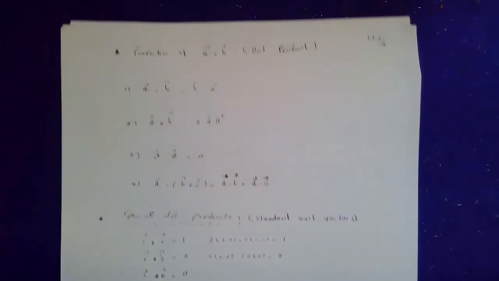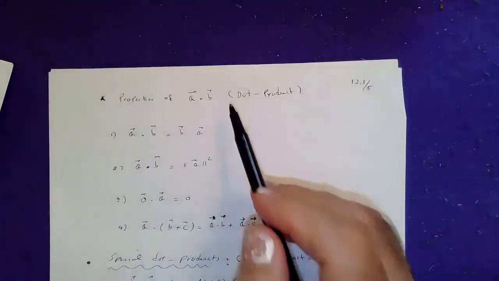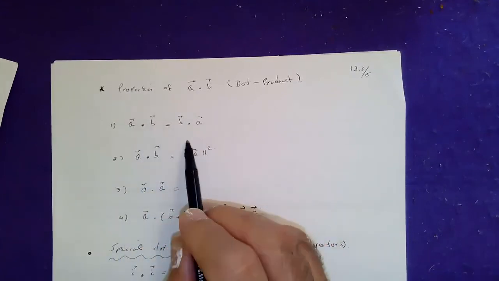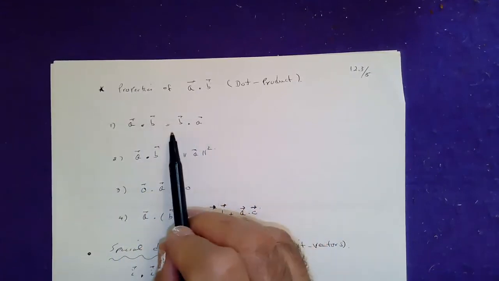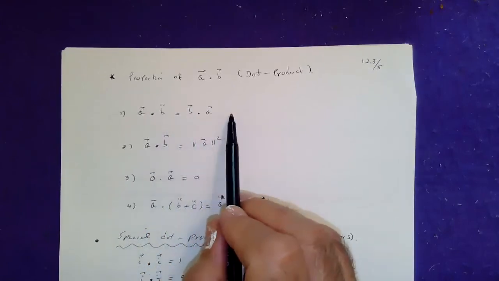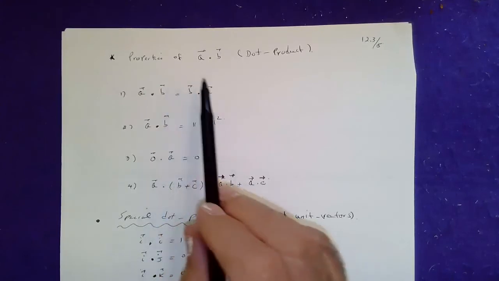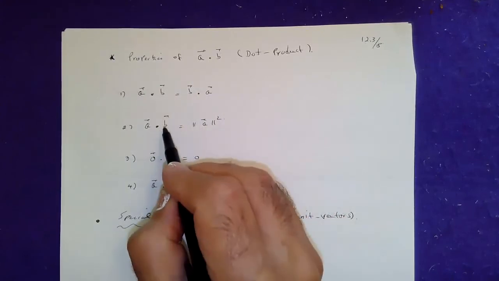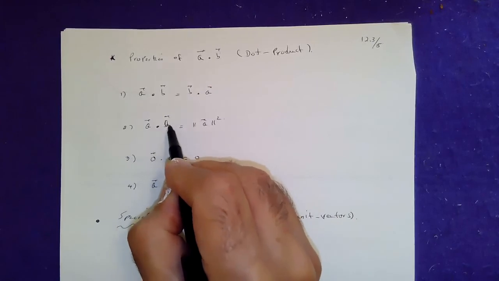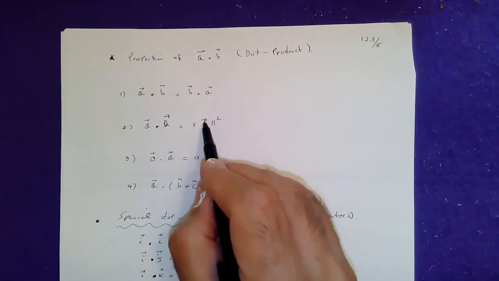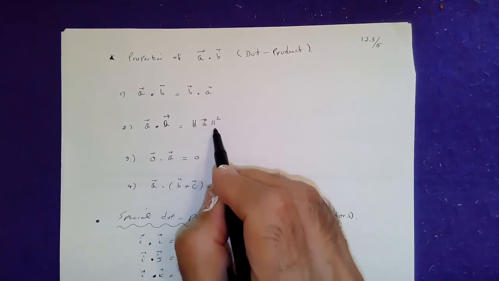All right, some properties of dot product. Notice the order when you take the dot product, it's irrelevant, so the order doesn't matter. So we call this commutative property. If you take the vector and dot it by itself, you get magnitude of that vector squared.